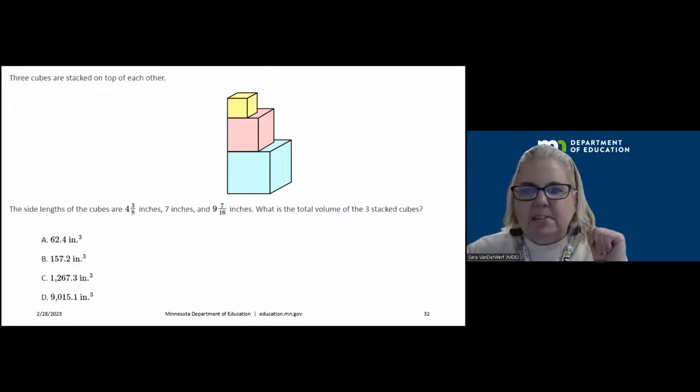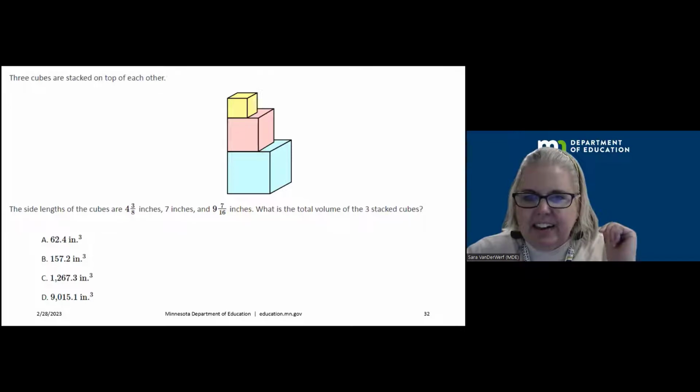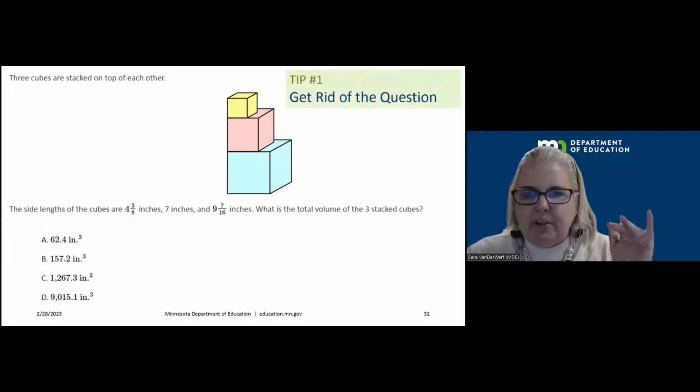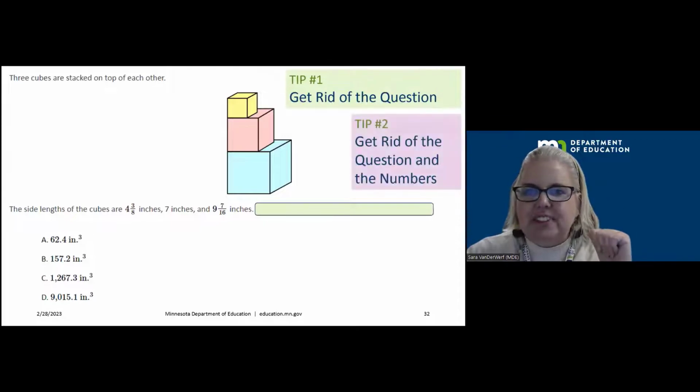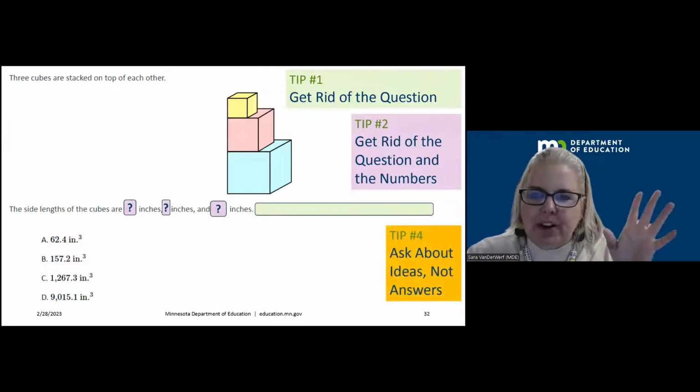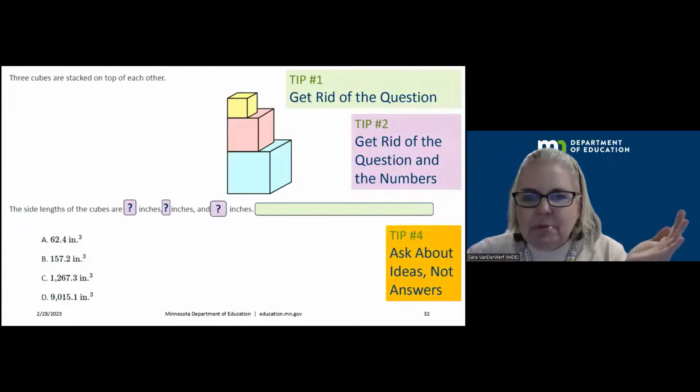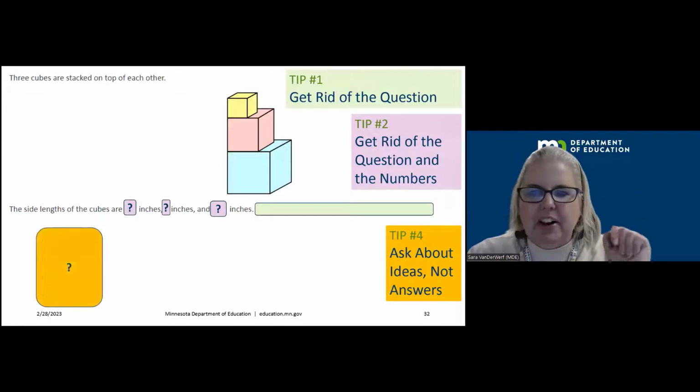So here's the assessment item. Annie Federer would say, number 1, remove the question. So boom, the question's gone. Number 2, she says, also get rid of the numbers. So let's get rid of all the numbers. And she also says, it's her 4th one, but it's my 3rd one, ask them about ideas and not the answers. So let's get rid of all the answers.